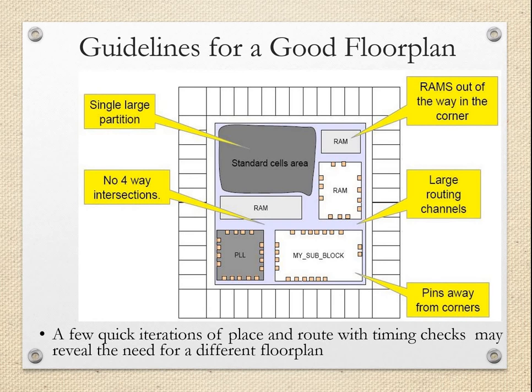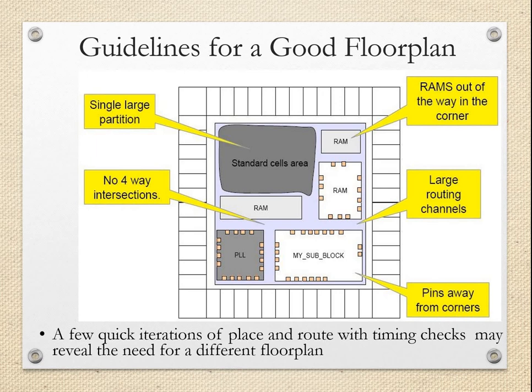So guidelines for a good floor plan should be used. All these factors are considered while doing the floor planning, which we have just seen. So which are the important guidelines? A few quick iterations of place and route with the timing checks may reveal the need for a different floor plan. As we discussed, the blocks will be placed in the available chip area, and then the quick place and routing will be checked. Timings will also be checked, and accordingly again the blocks can be reshuffled. So it is an iterative process.